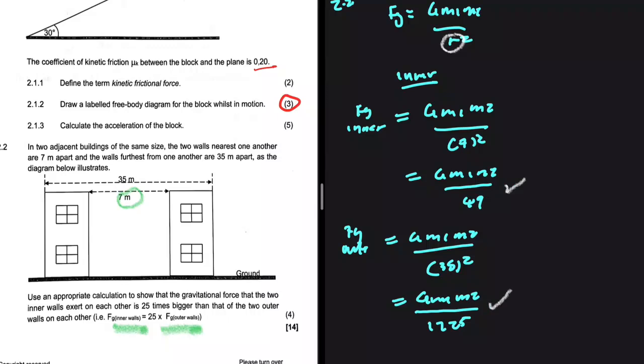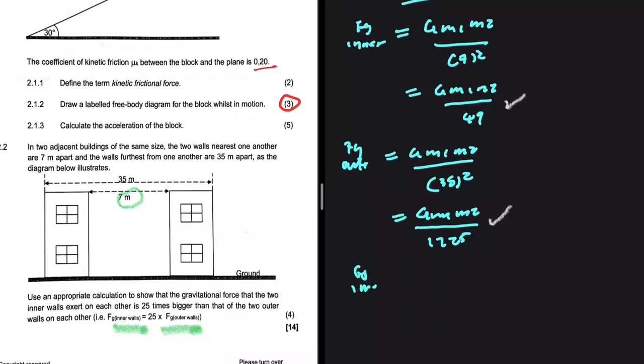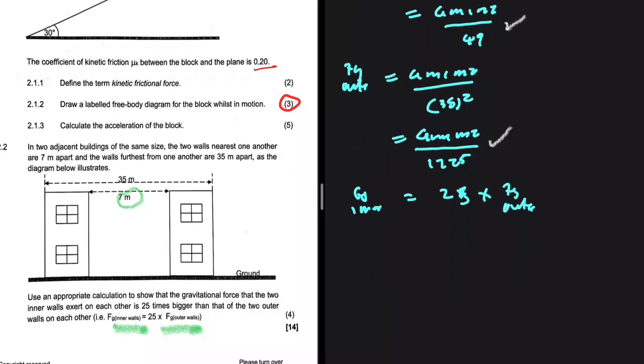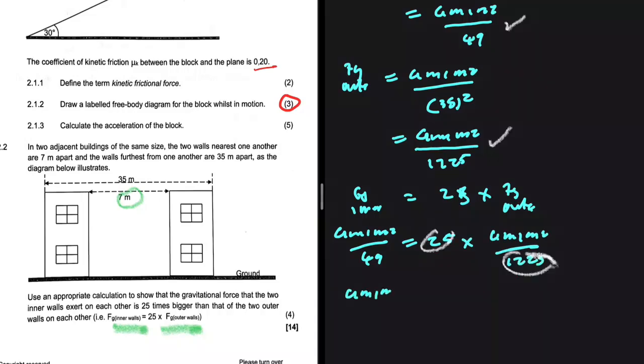Now we need to show that Fg for the inner walls is equal to 25 multiplied by Fg of the outer walls. Let's go ahead and see if this is true. So Fg of the inner walls, we have G m1 m2 divided by 49. This is apparently supposed to be equal to 25 multiplied by G m1 m2 divided by 1225. G m1 m2 divided by 49 is indeed equal to G m1 m2 divided by 49.